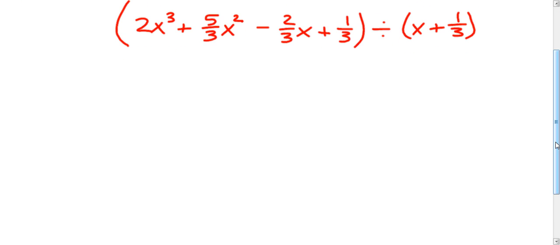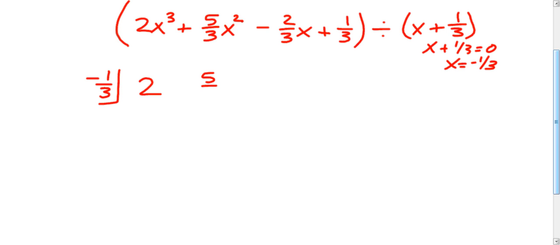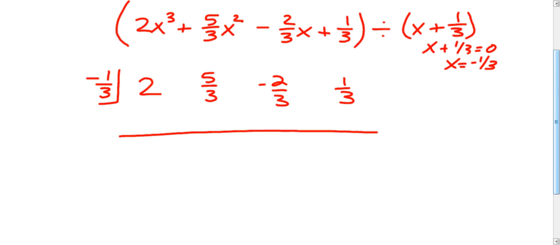So now I have this set so that I can set up my synthetic division here. And again, if I set this plus 1/3 equal to 0, x will be negative 1/3. And so that's what will go in the box. All right, and if I look at my coefficients, I don't need to fill in any zeros because I do go from x cubed to x squared to x to a constant, okay? So my leading coefficient here would be a 2, and then 5/3, and then negative 2/3, and then 1/3. And I know we have fractions, but don't freak out about that.